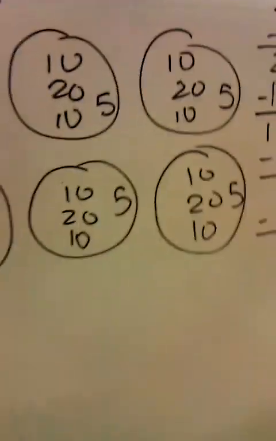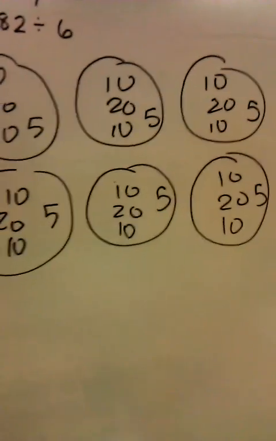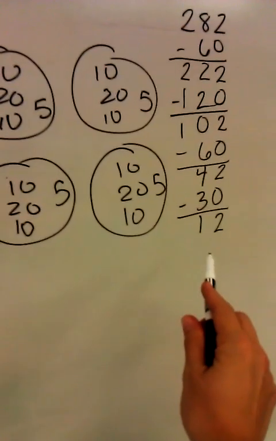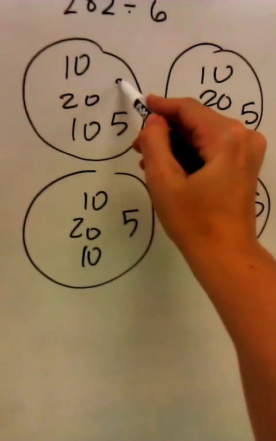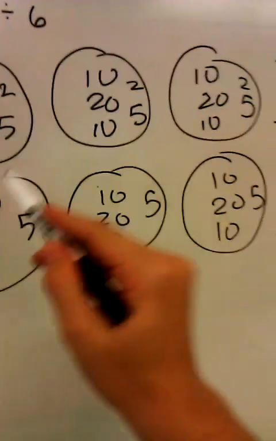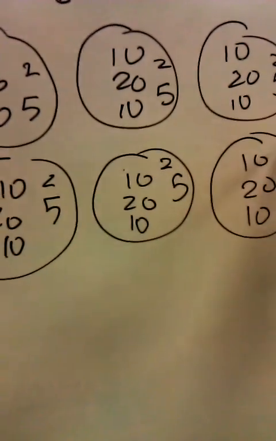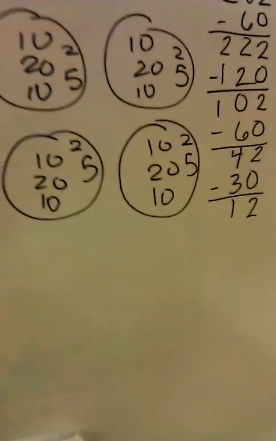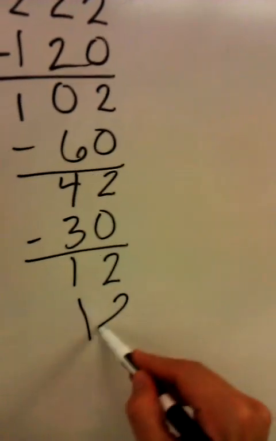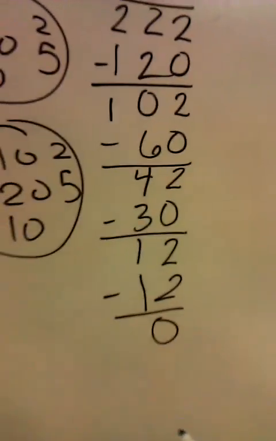And hopefully at this point, the students would recognize that 6 with 12 remaining, it would be 2 in each group. 2, 4, 6, 8, 10, 12. So that's the final 12. Subtract, and I have 0 left.